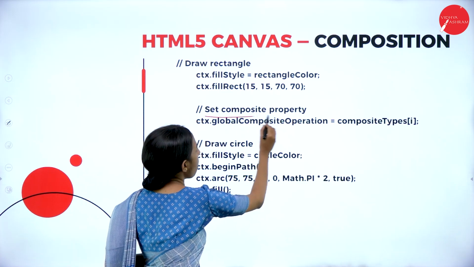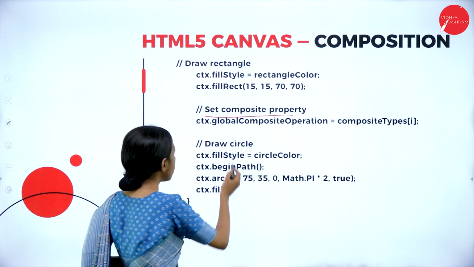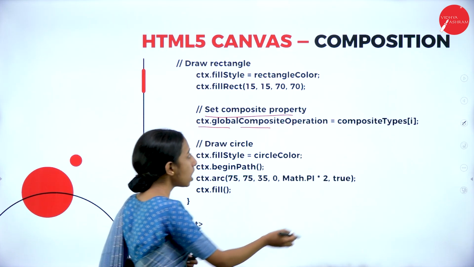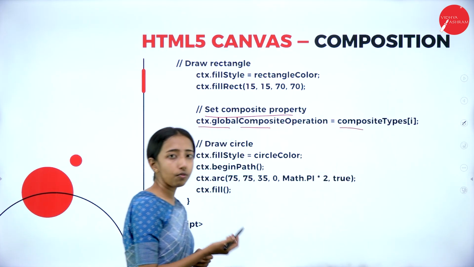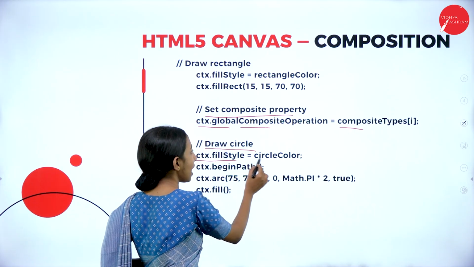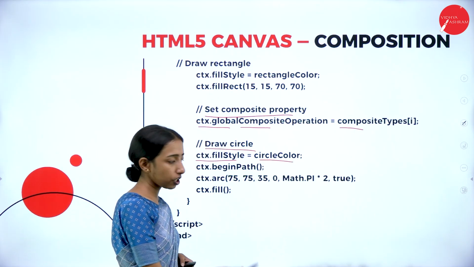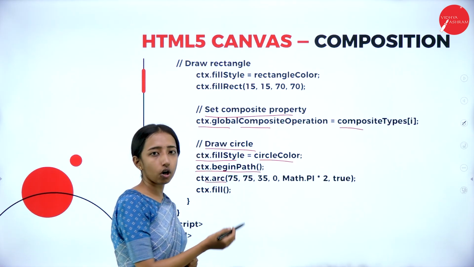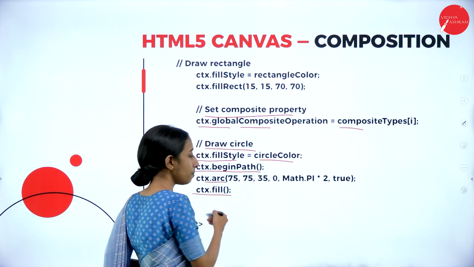Now set the composition property. So here globalCompositeOperation is equal to the composite type of the i what we have taken. Now draw the circle. Again here the fillStyle will be the circle color what we have mentioned. And here beginPath method, arc we have taken to draw the circle, and the fill method.